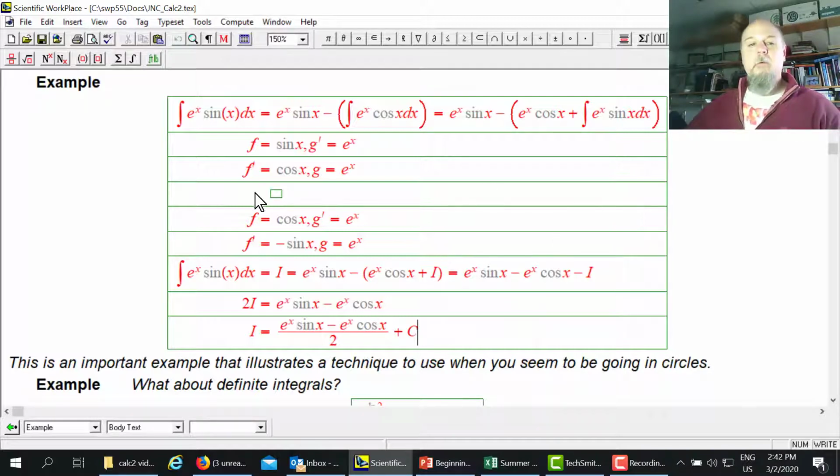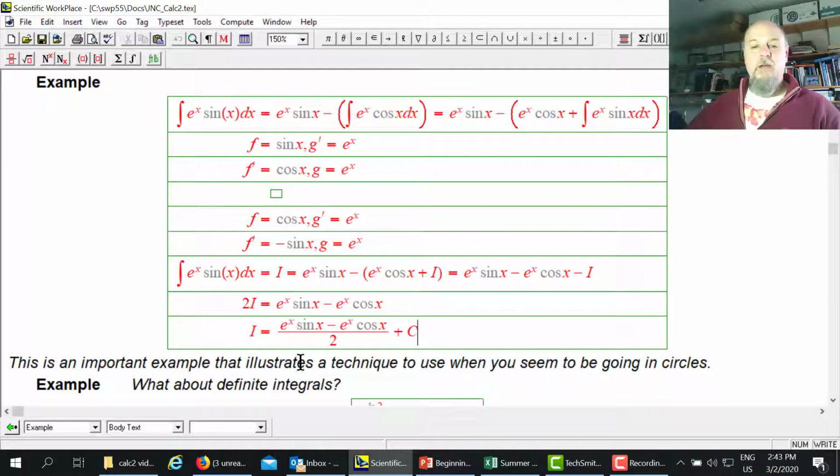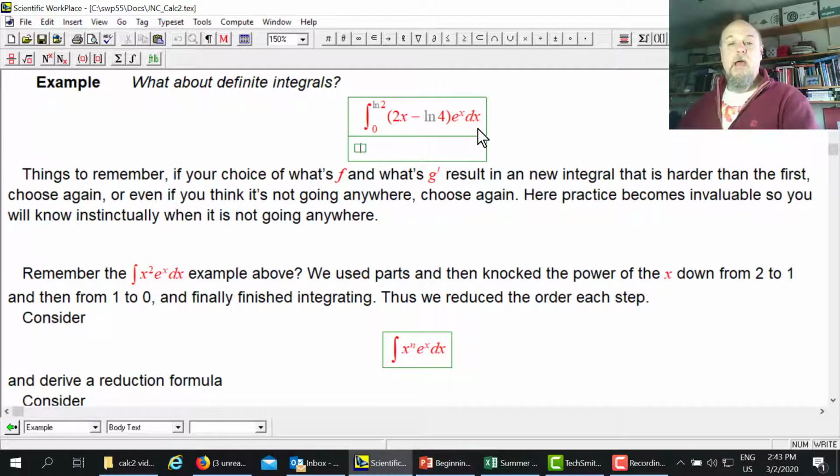All right, all the stuff we've been doing so far has been indefinite integrals. We've gotten an indefinite formula. We'd have to tack on a plus C. What about definite integrals? How does integration by parts work with a definite integral? Well, we know that we don't have a plus C. We're going to end up with a definite number.